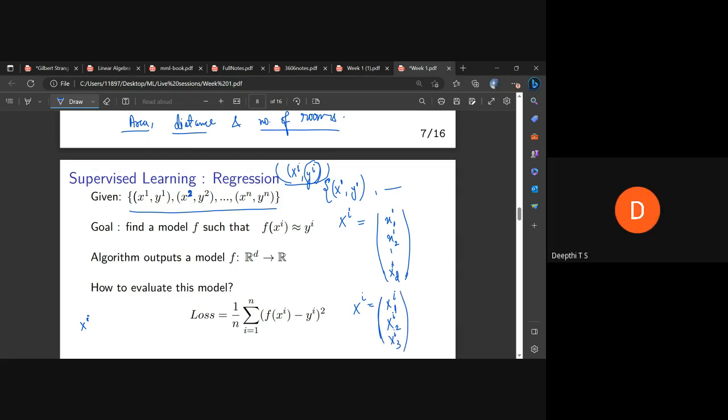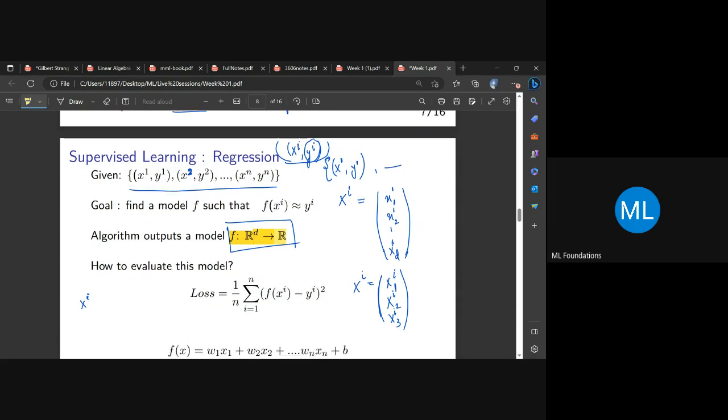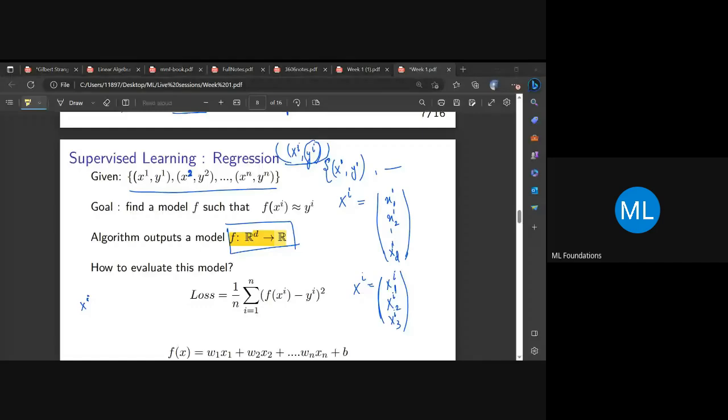That is why we are writing that your algorithm should output a model that is a function from R^d to R. Each vector is in R^d space, and in the case of a regression problem, it should give you a real value.